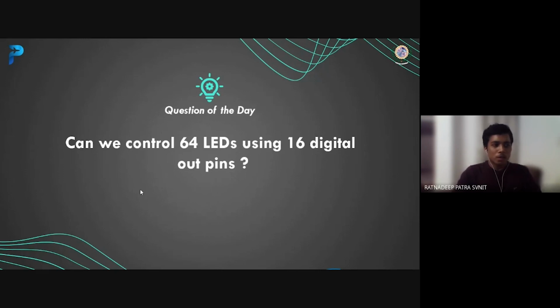It will just output 0 volts or 5 volts, that is the binary 0 and 1. So using that, we can either turn an LED on or off. So in some way we can control all 64 LEDs using just 16 digital out pins. Like, let's say we number all of these 64 LEDs 1 to 64, and we just say, using these 16 pins, I just want to turn on the LEDs number 5, 10, 15 and 50. So can we do that? This is the question of the day, and thank you.